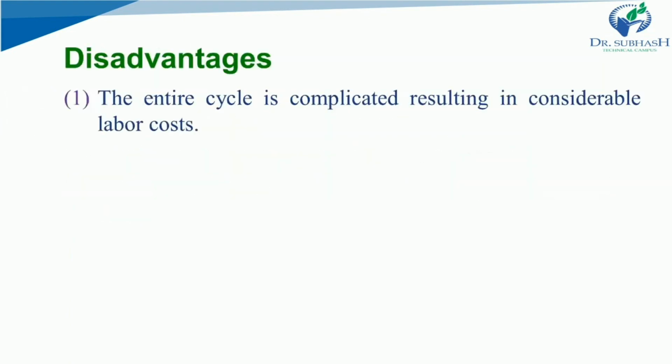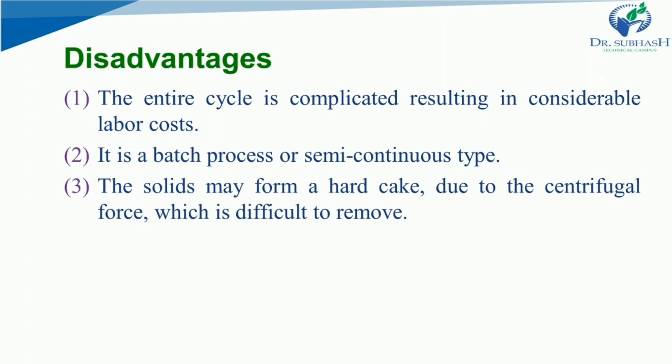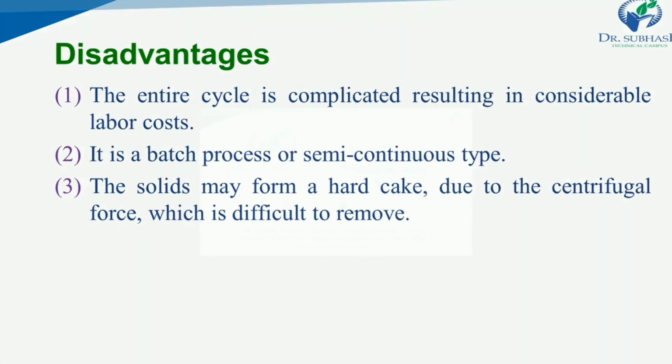Disadvantages: the entire cycle is complicated, resulting in considerable labor cost. So economically, it is a disadvantage. It is a batch process or a semi-continuous one. You cannot keep it a fully continuous process, right? You have to work in batches, or you can have a semi-continuous type. The solid may form a hard cake due to centrifugal force, which is difficult to remove. If the hard cake forms, then you have to take measures to remove it, which is a tedious job.